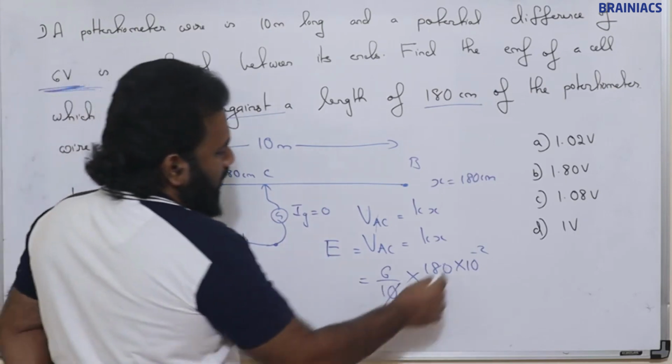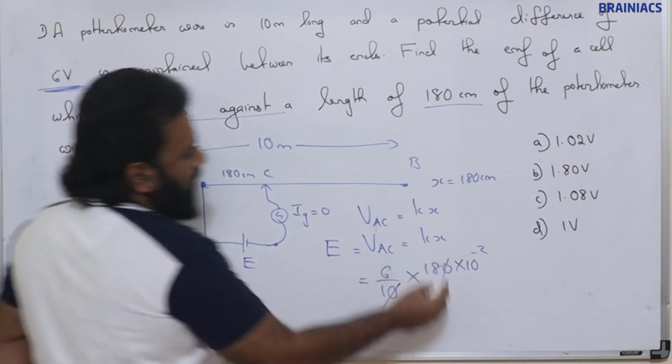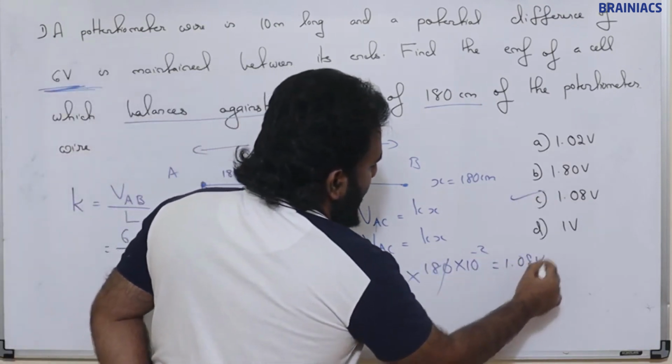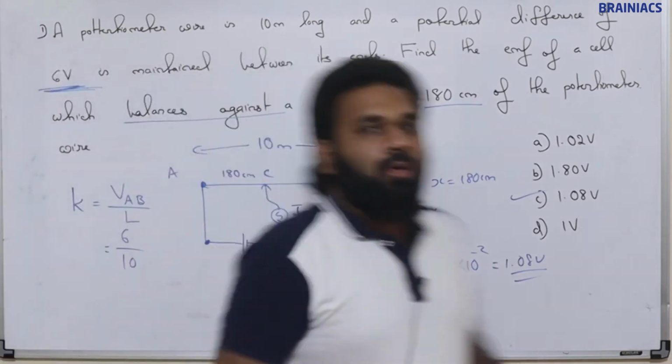Okay, so this can be cancelled off. 6 into 18 into 10 raised to minus 2, we will be getting 1.08 volt as the answer. Clear? So very simple.